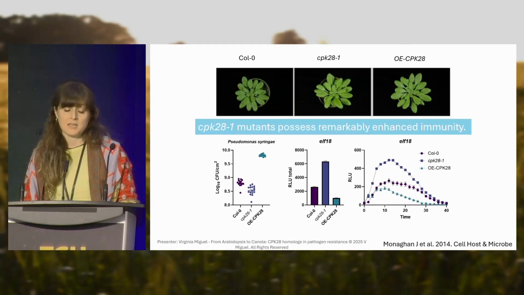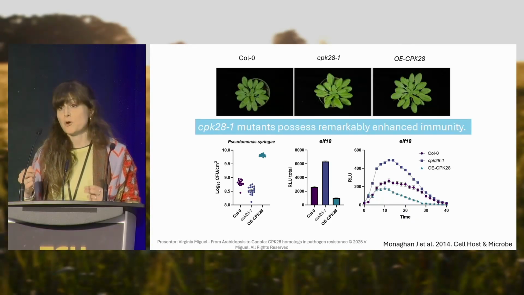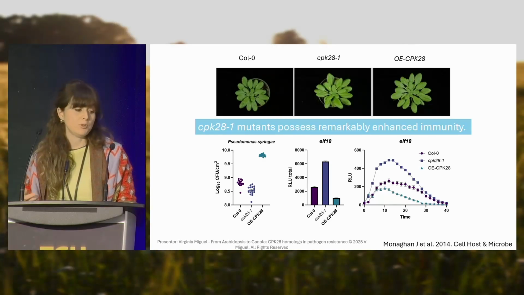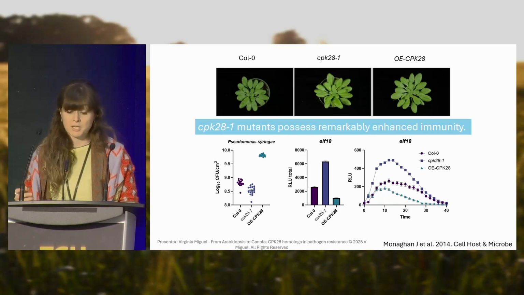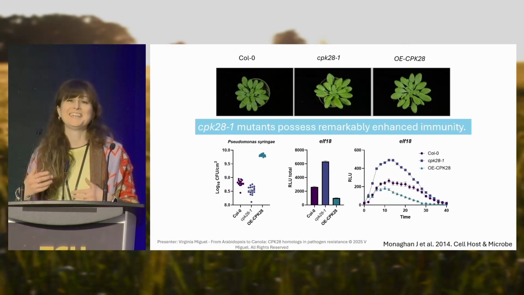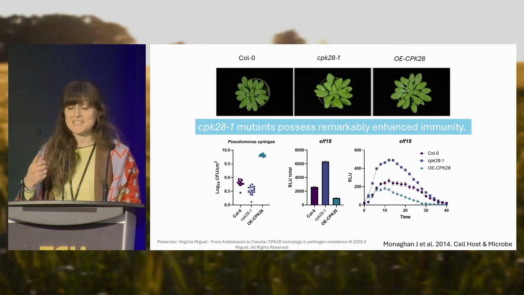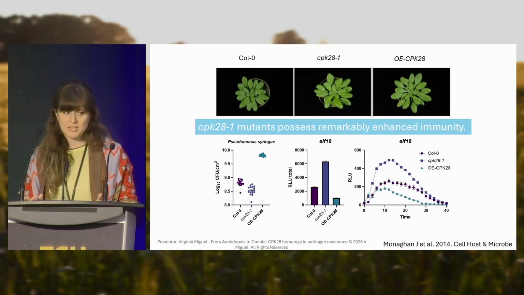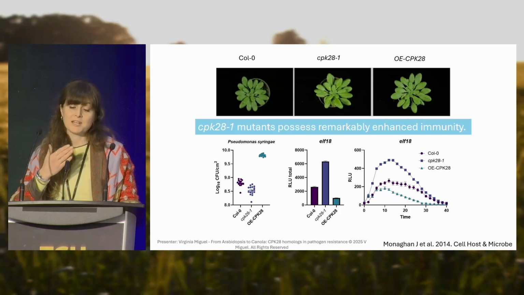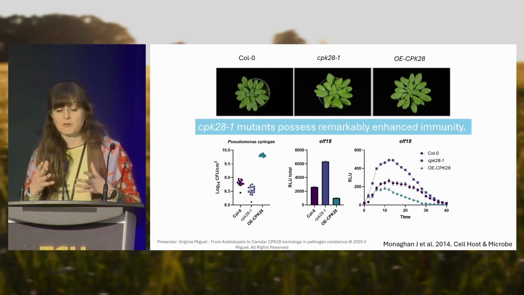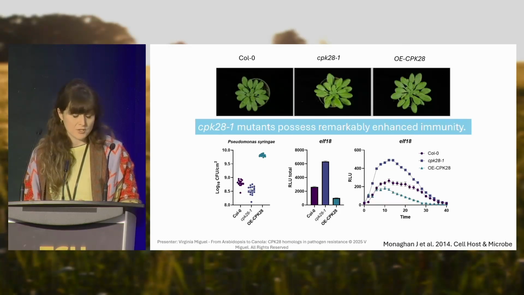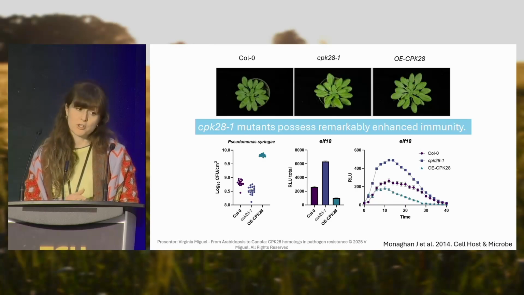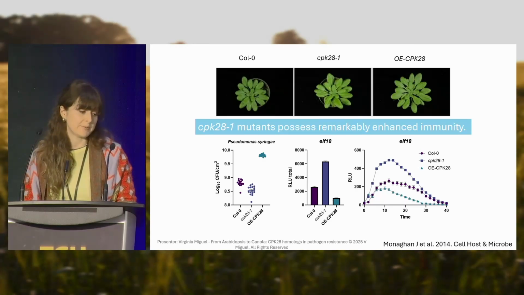We use ROS as a quick, early readout of plant immunity, because in general, when you elicit plants with different pathogens, the plant releases these species as a way to kill the pathogen. So when you have more ROS, you generally have more resistance.